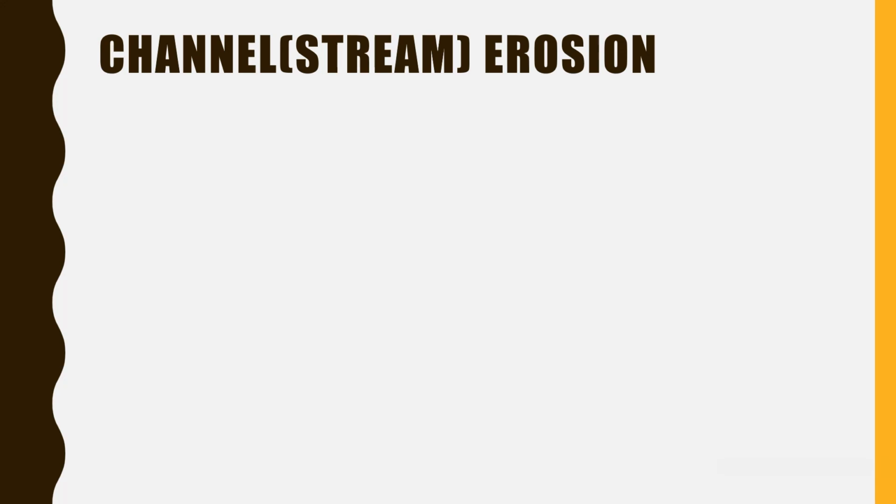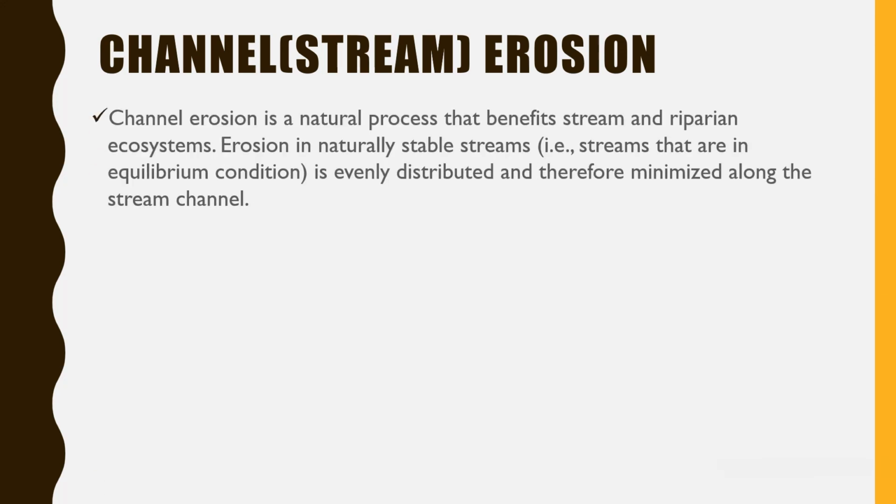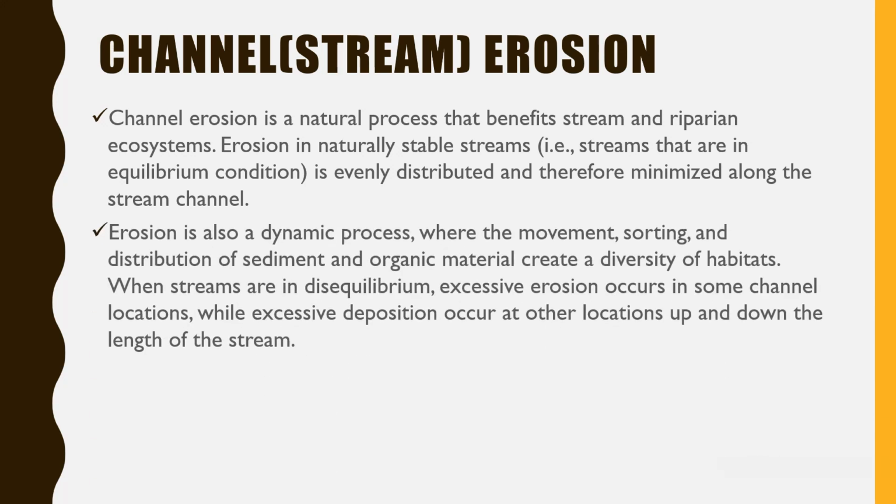Channel. Stream erosion. Channel erosion is a natural process that benefits stream and riparian ecosystems. Erosion in naturally stable streams, such as streams that are in equilibrium condition, is evenly distributed and therefore minimized along the stream channel.